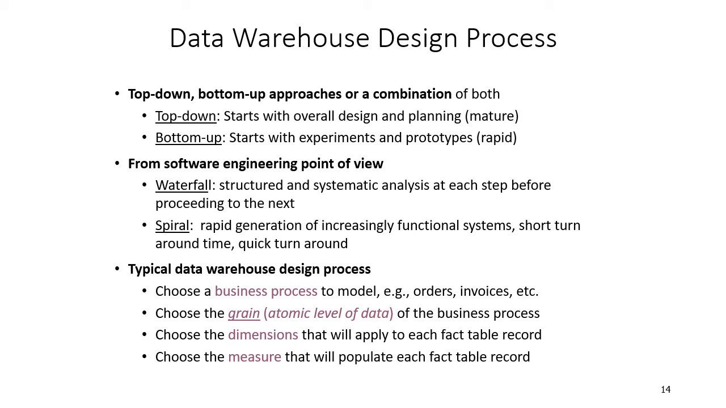So the typical data warehouse design process is, first, choosing the business process to model, like which business process we want to model. Then we need to choose at what level of the process we want to model. Then the dimensions will be chosen and applied to each table, and then we'll choose the measures that will populate the fact table, basically which will generate the measures in the fact table.